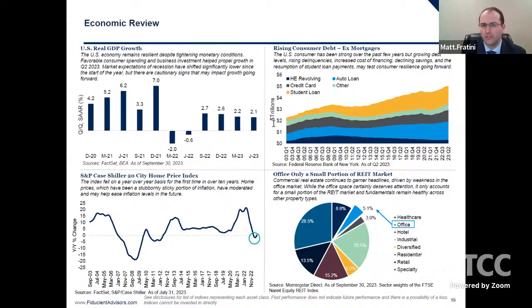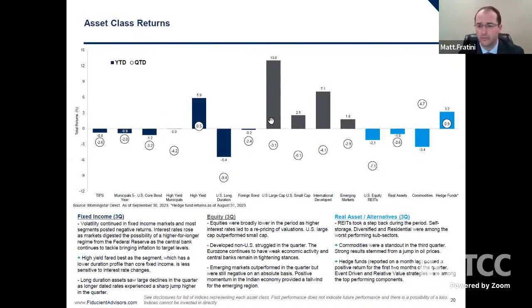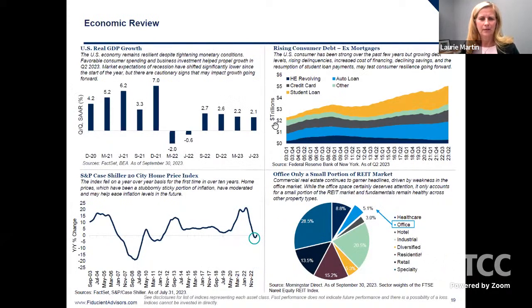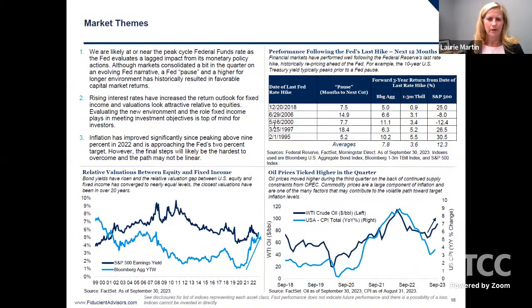Any questions on the market themes or economic review before we look at the individual market returns? Yeah, Matt, can you go back to 18 again on the bottom left? So does that, where we are now, is that kind of, I don't know, is that a forecast of 99 where things go in the opposite direction?